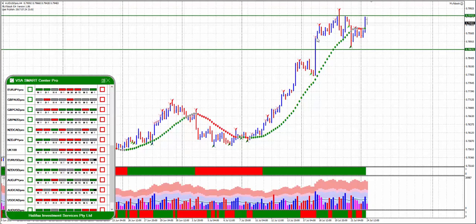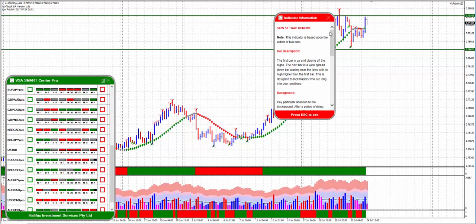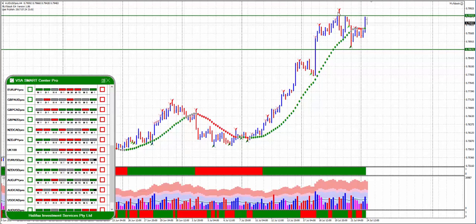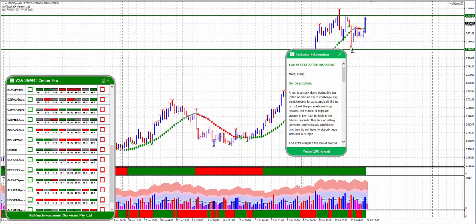Okay, so we've seen the Aussie rally towards the 80-cent level. As it's reached that 80-cent level, we've seen weakness enter. So we've had a trap up move, up at just under the 80-cent level. It's pushed the price down, and now we see a sign of strength, a test after shakeout, which has certainly pushed the prices back up towards those highs.